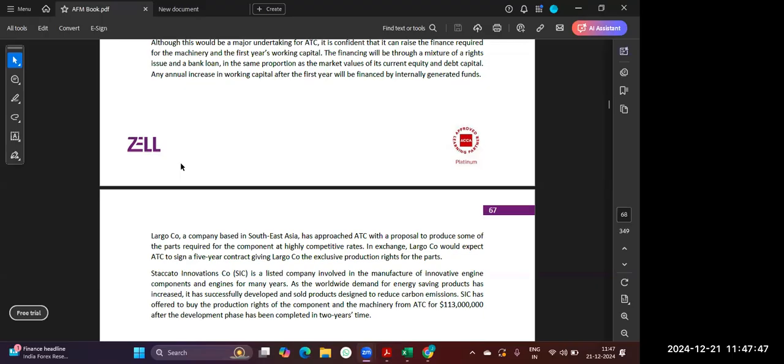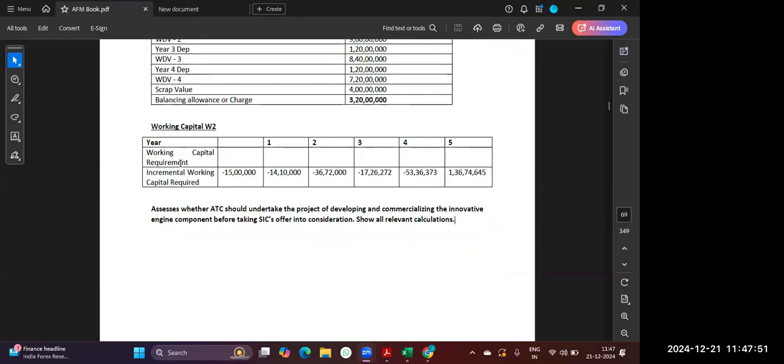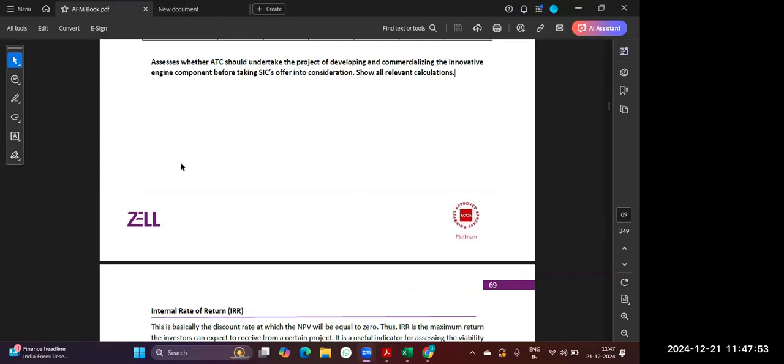And what is the question asking us to assess? Whether we should undertake to commercialize the new engine or not, right? Yes, sir.